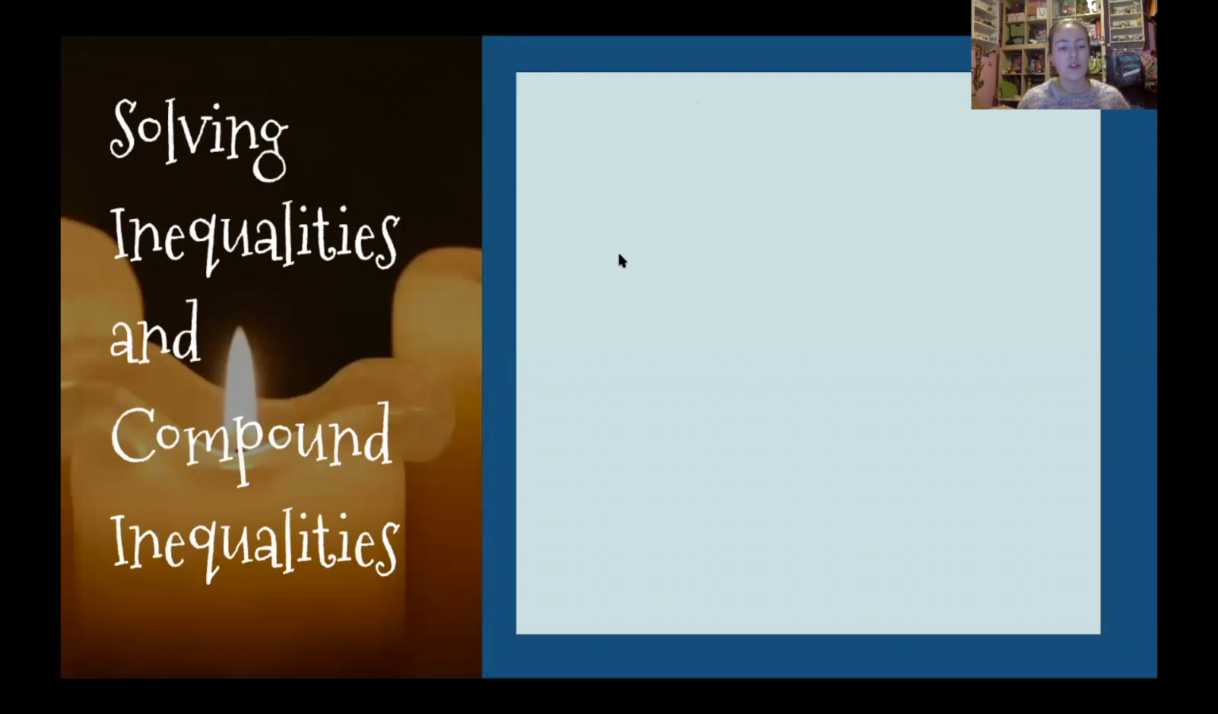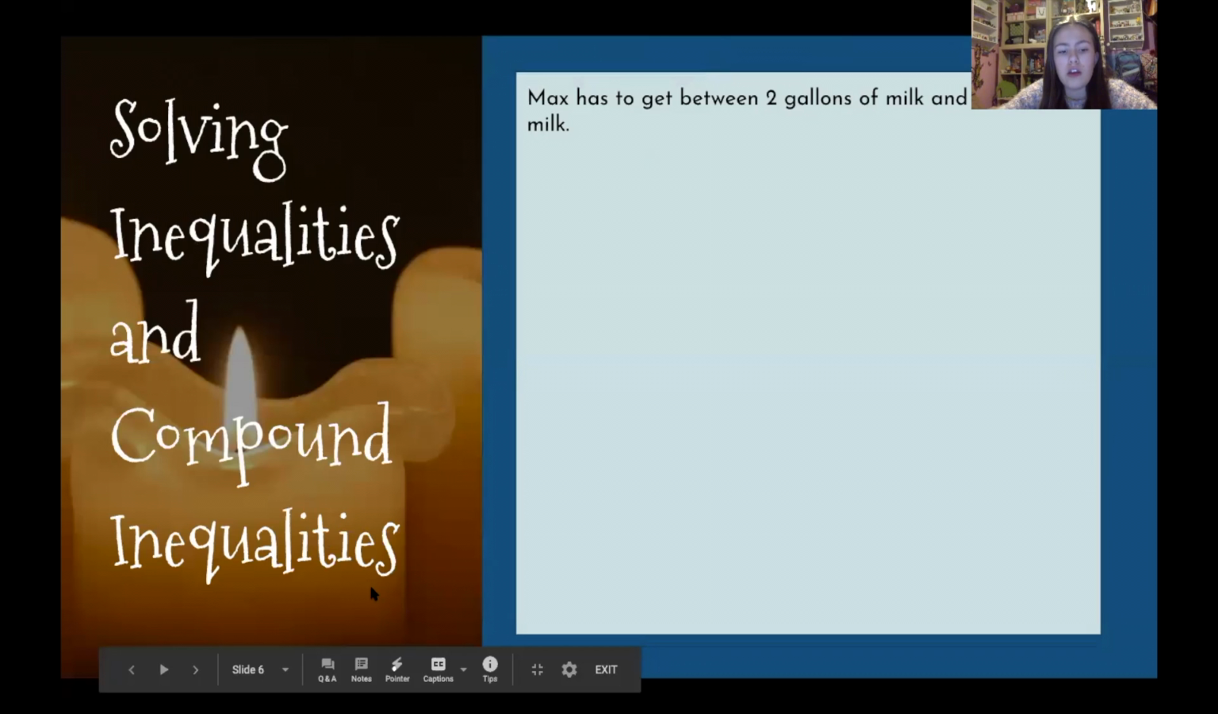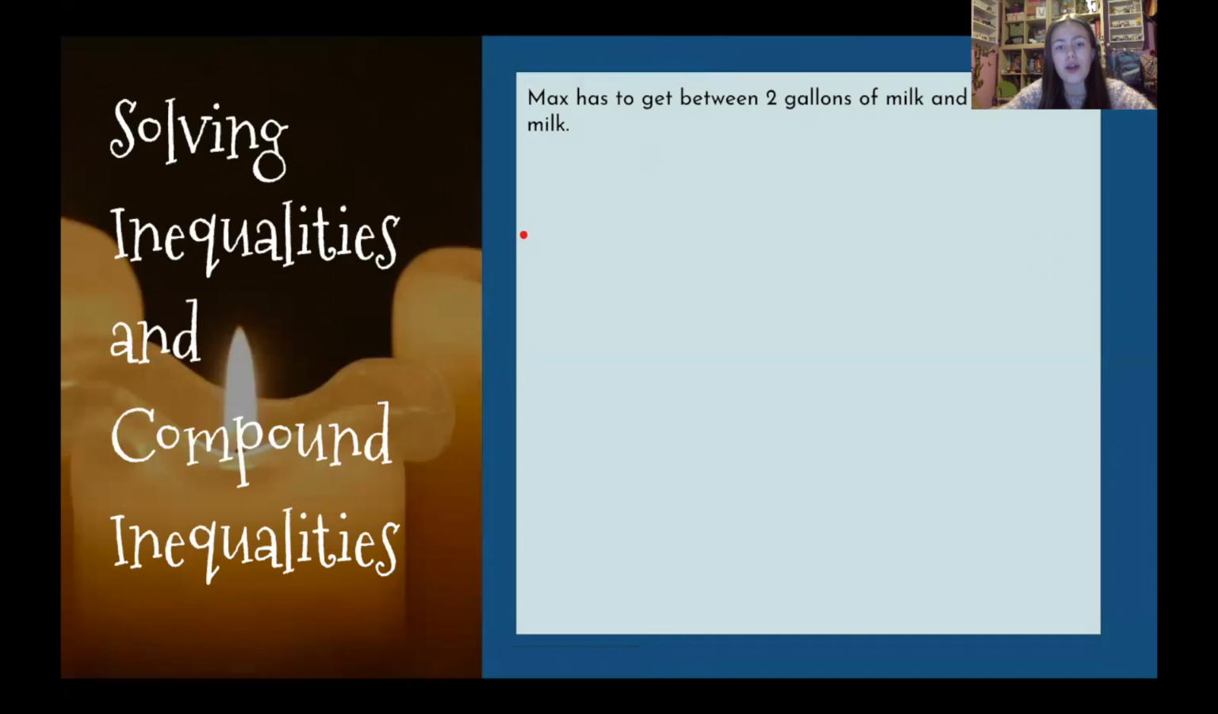Okay, so solving inequalities and compound inequalities. So this is the second part. We're going to learn about compound inequalities. Here is an example. It has to get between 2 gallons of milk and at most 3 gallons of milk. What do we write? 2 is less than g, and g is less than or equal to 3.